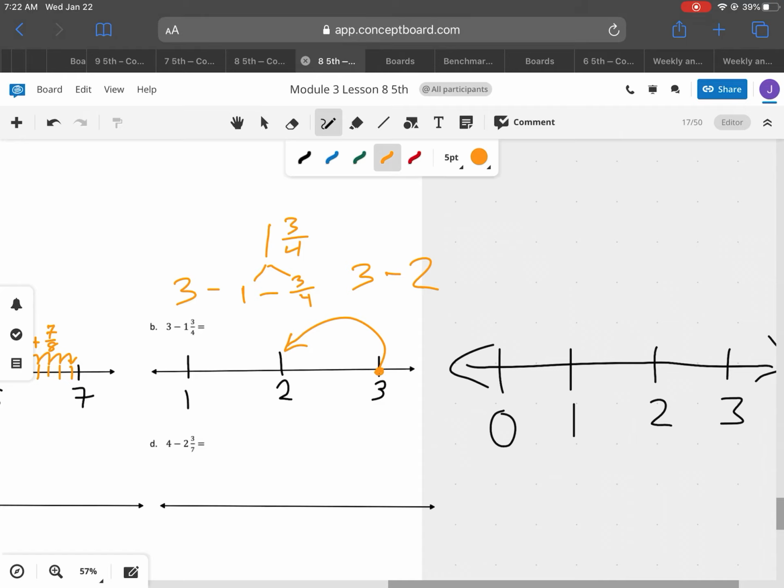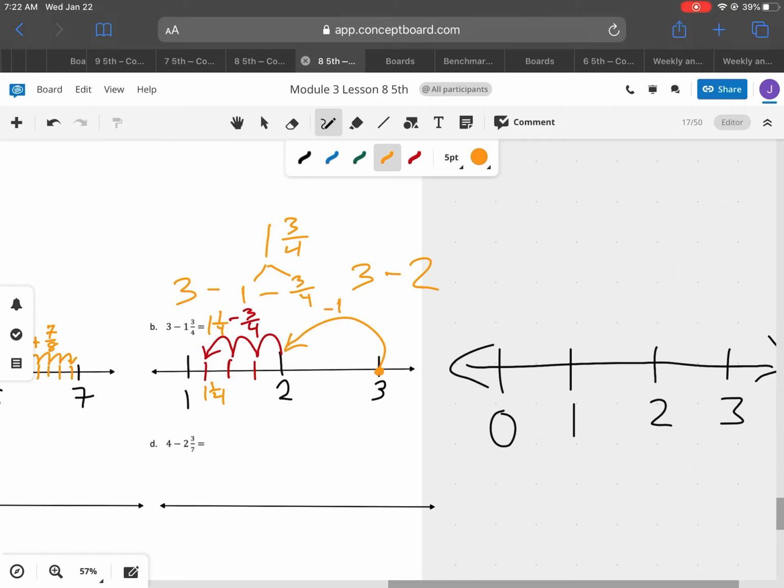Alright, so there we subtracted the 1, and now we're going to divide this, or cut this into fourths, and we're going to go 1, 2, 3. We're going to subtract 3/4 here. Okay, and so that lands us here at the 1 1/4. Okay, so our answer is 1 1/4.